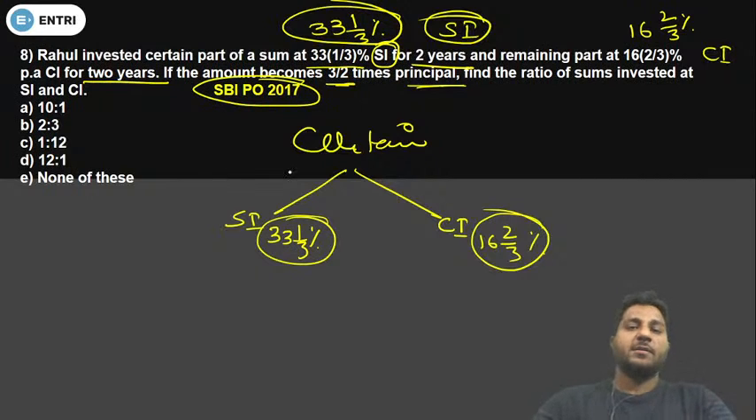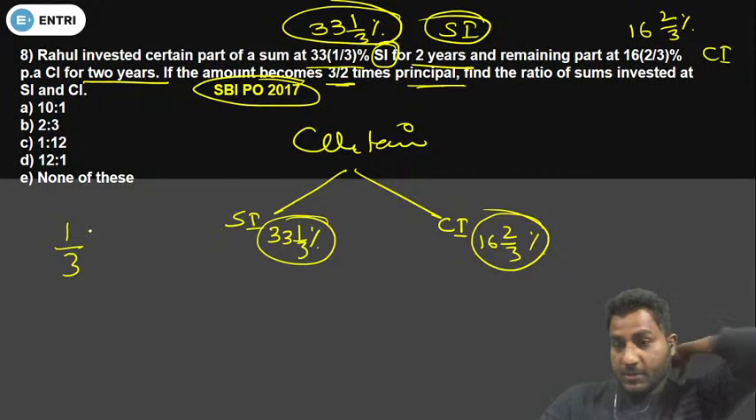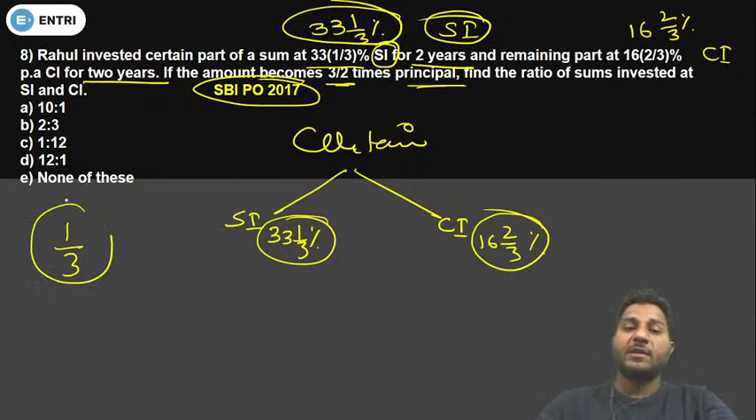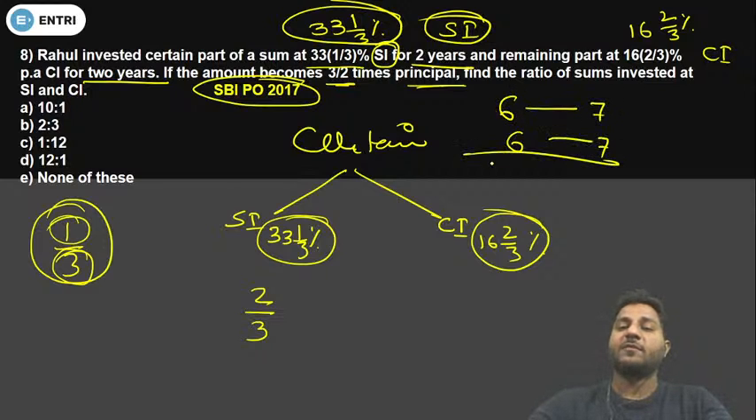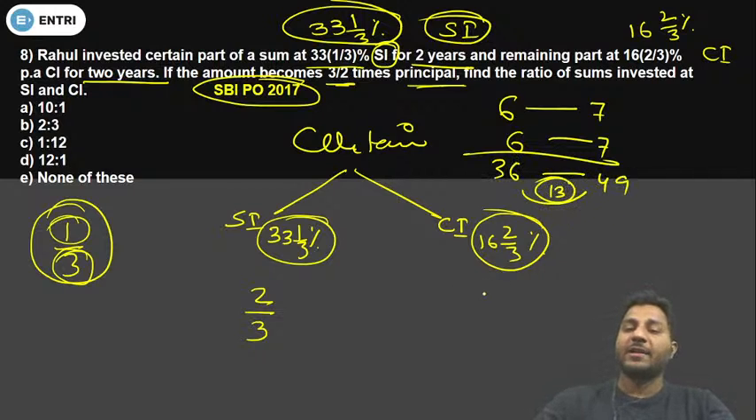Look at this. For 33 whole 1 by 3, that means 1 by 3. From 3 principal we will be getting 1 as interest. So for 2 years your total interest will become 2 by 3. Okay, but in the case of successive compound interest, how much will it become? From 6 to 7, from 6 to 7. That means from 36 to 49. Then the ratio increased is 13.